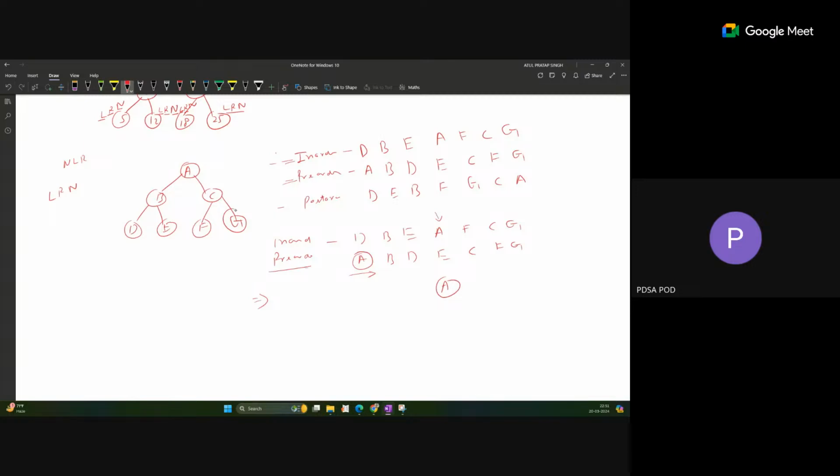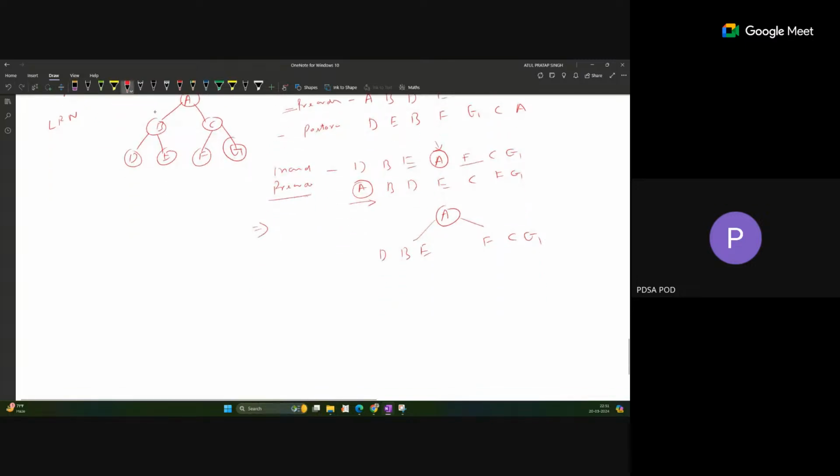Okay, so this A is coming in the in-order on this side. Now all the nodes which are coming on the left will definitely become the left side of the tree, D, B, E. All the nodes which are coming on the right side, F, C, G, will become the right side of the tree.